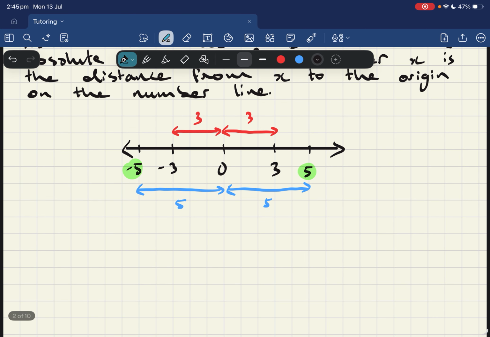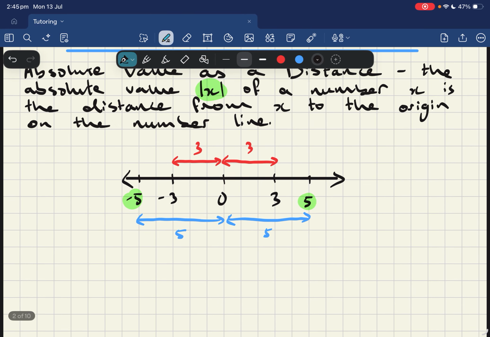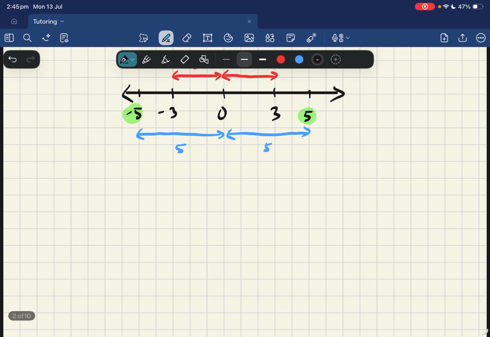Now, we can extend this to generally say, as I've written here, the absolute value of x, of a number, is the distance from x to the origin. So we can say, because we think of distance as always being either positive or 0, that the absolute value of x is always greater than or equal to 0 for all real numbers x.